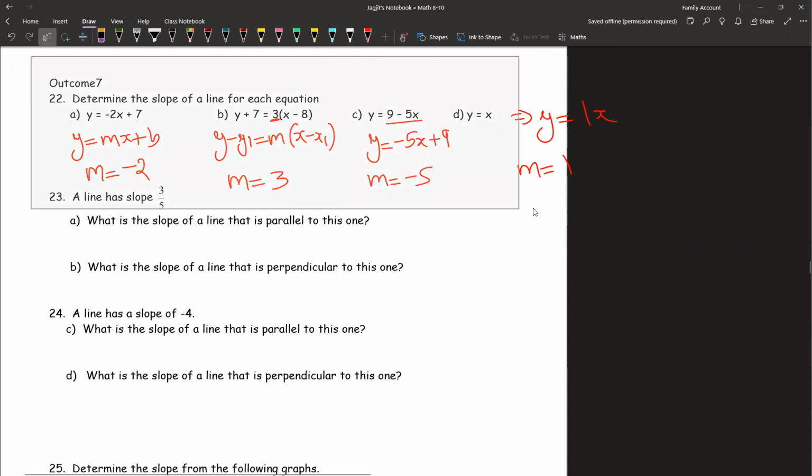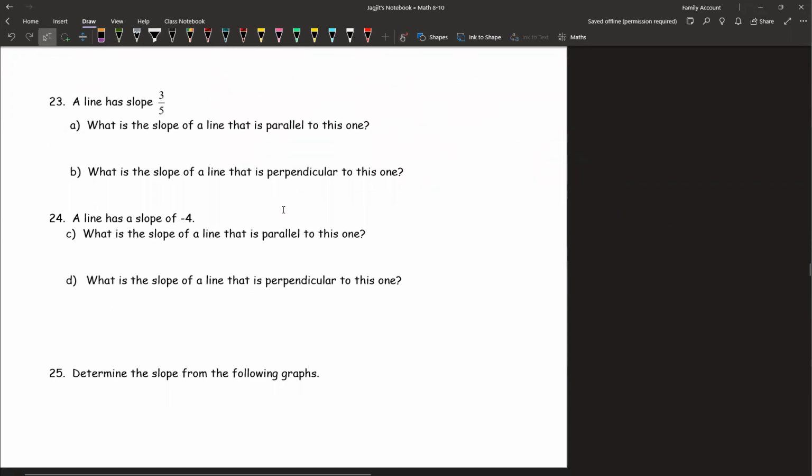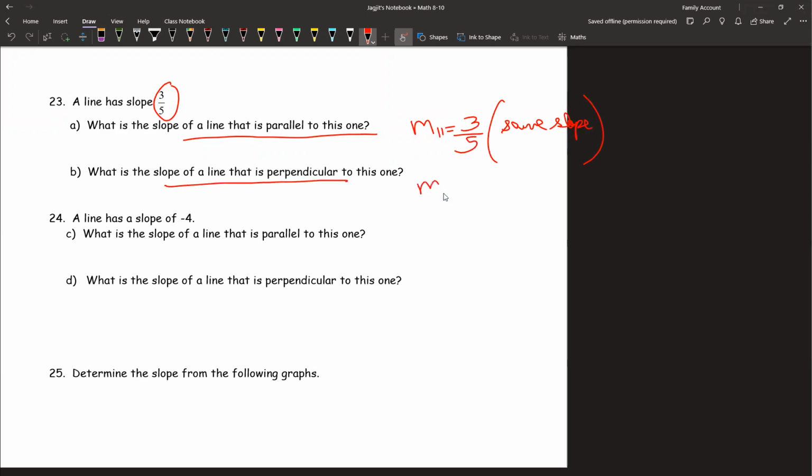So you should be able to identify the slope from any form of equation. Question 23 says a line has a slope of 3/5. What's the slope of a line that is parallel? A parallel line will have the same slope. Right? Parallel lines have the same slope, so it'll be 3/5. Then they're asking, what's the slope of a perpendicular line? You switch the number and you switch the sign. Switch the numerator and the denominator and switch the sign. So -5/3, which you can call the negative reciprocal.